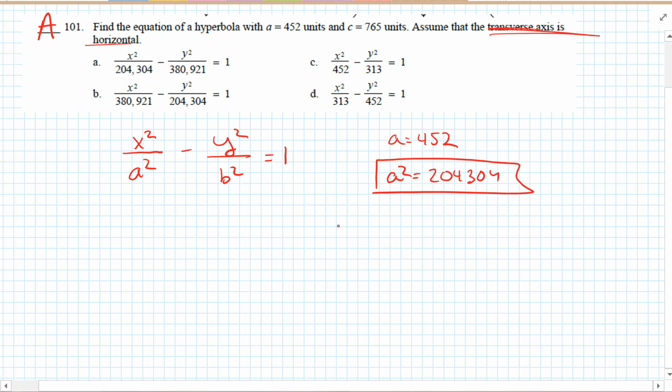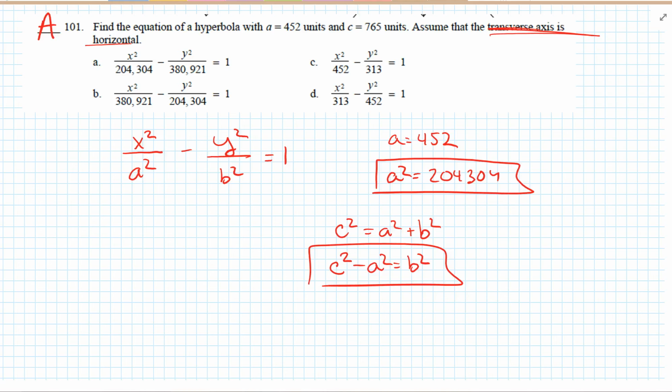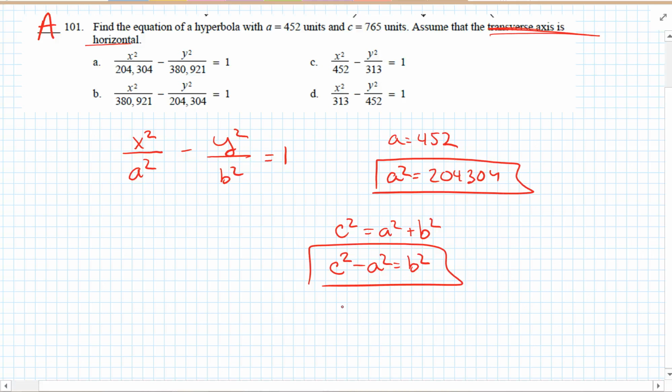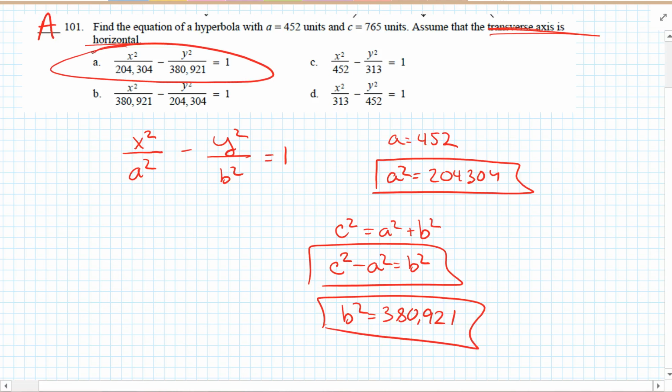In hyperbolas, c squared equals a squared plus b squared. So we need to find b squared. So c squared minus a squared equals b squared. Our c value was 765. So 765 squared minus the answer we just found, and we get 380,921. So b squared equals 380,921. Again, that matches our answer choice A.